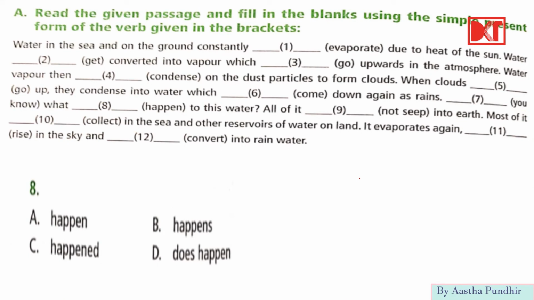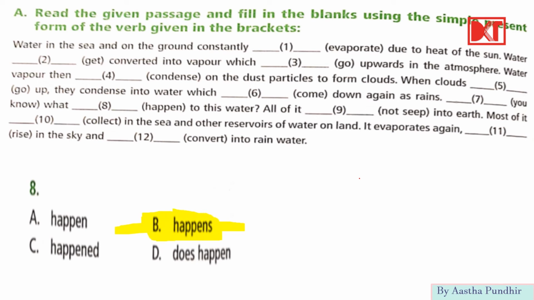Okay, so question 8. Now, do you know what dash to this water? A, what happened to this water? B, do you know what happens to this water? C, do you know what happened to this water? Or D, do you know what does happen to this water? So here the correct answer is B. Do you know what happens to this water?